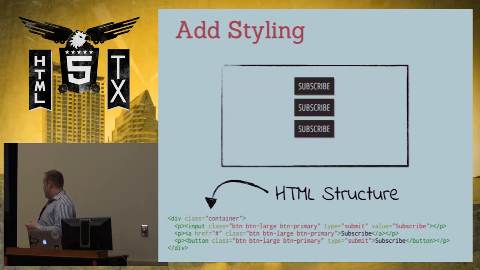Right here, I have the large and the primary. So primary takes the responsibility of styling. And look, all three of those elements, all those buttons look the same, but they're different types of elements. There's no constraint on you. You want to use an input, that's fine. You want to use a link, cool. You want to use the actual button element, awesome. There you go, they all look the same. That's all I'm looking for.